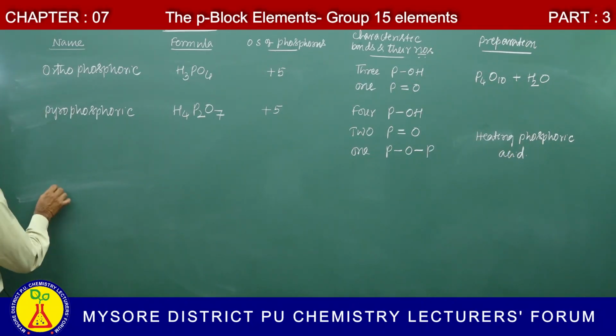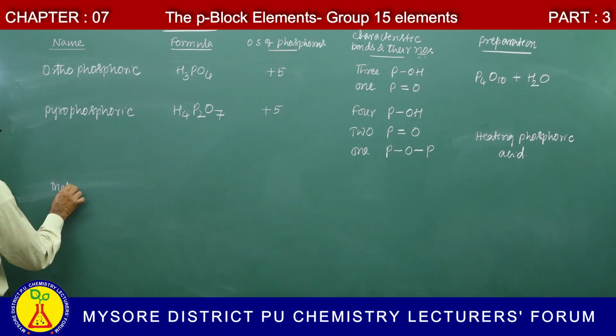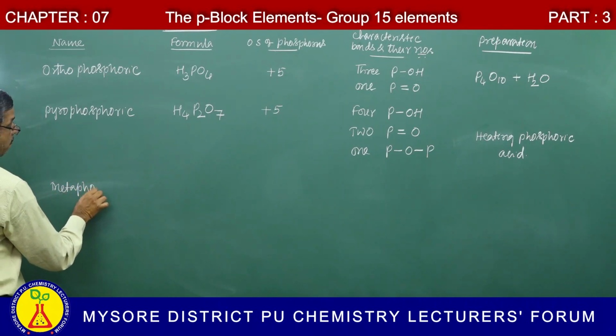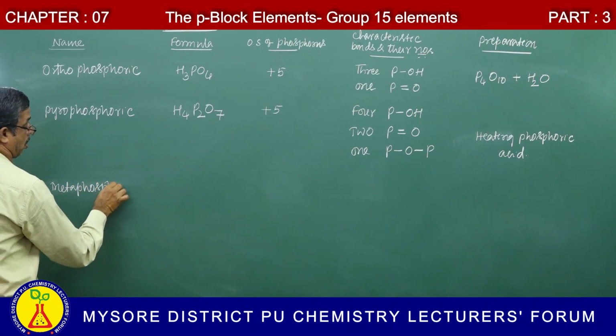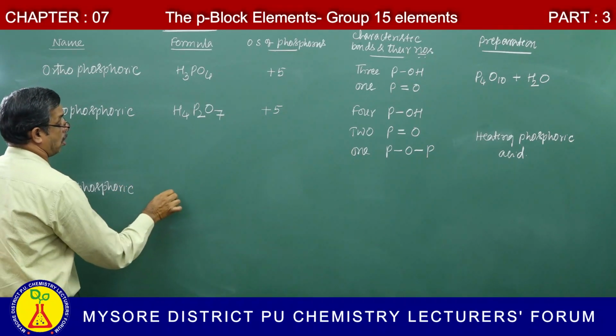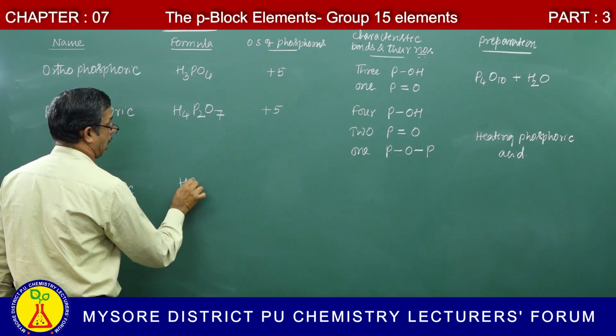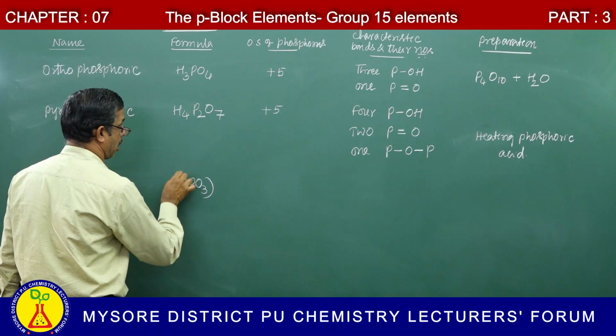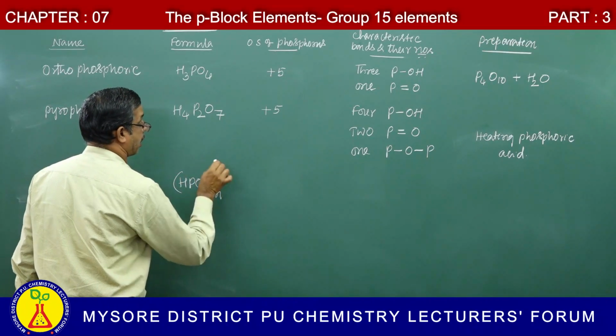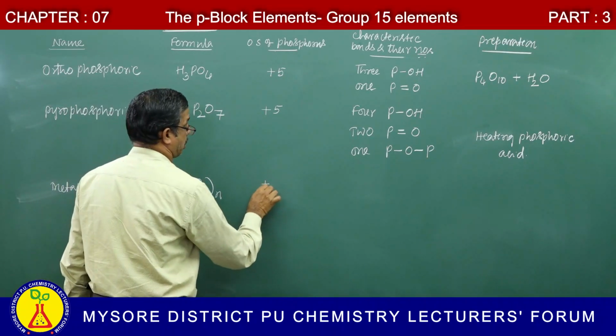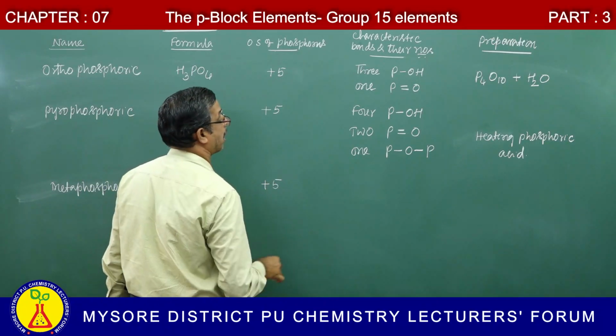And the last one, metaphosphoric acid. Its formula is HPO3 n-times. The oxidation state of phosphorus is +5.